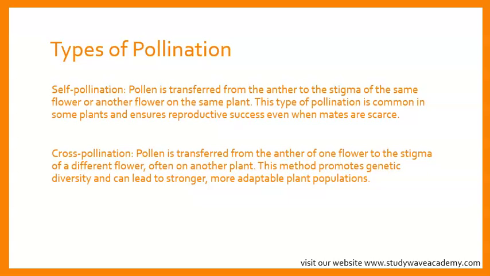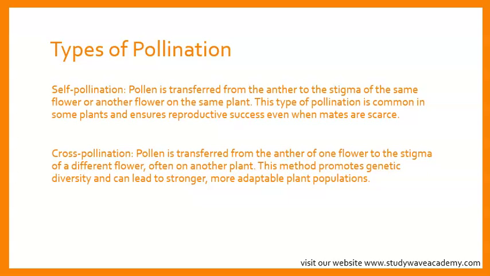Okay, so cross-pollination is the process where the pollen from the male reproductive organ, the anther, of one flower is transferred to the female reproductive organ, the stigma of a different flower, often on another plant, okay? And this promotes genetic diversity within plant populations, as it involves the mixing of genetic material from different individuals. Okay, do you understand?